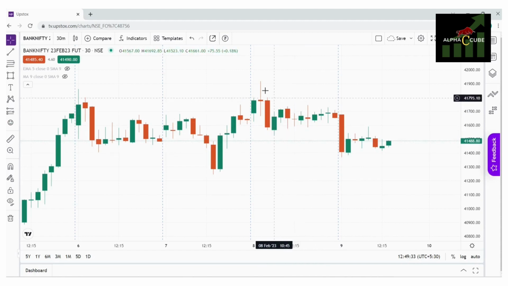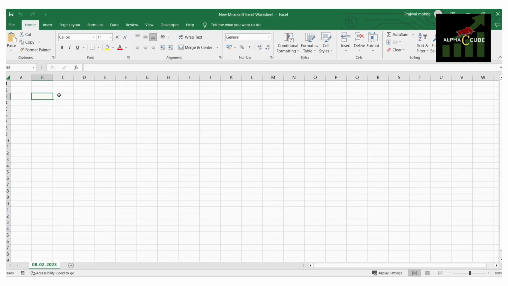You can see that the high for this day is somewhere around 41,917. Let's round it off and make it 41,920 as the high. The low for the day was 41,523, so let's make it 41,520. So the high for the day is 41,920 and the low for the day is 41,520.